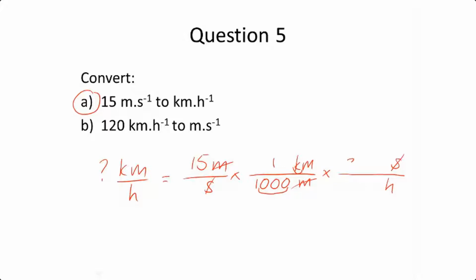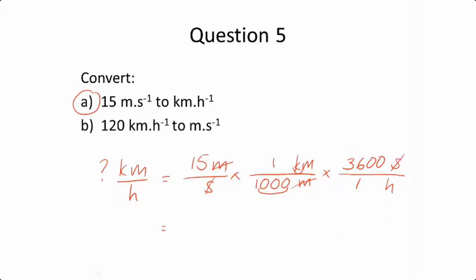Then we know that 3,600 seconds is 1 hour. How do we know that? In 1 hour, there are 60 minutes, each of which is composed of 60 seconds. 60 times 60 is 3,600. So there are 3,600 seconds in every hour.